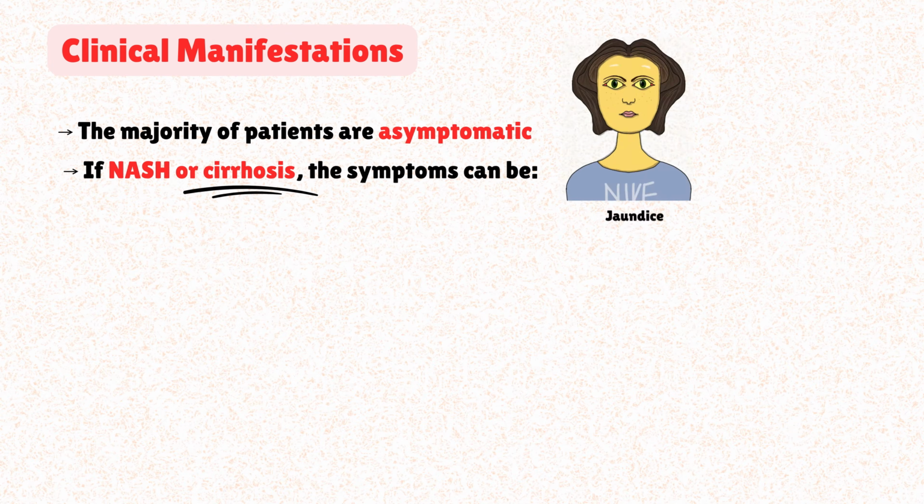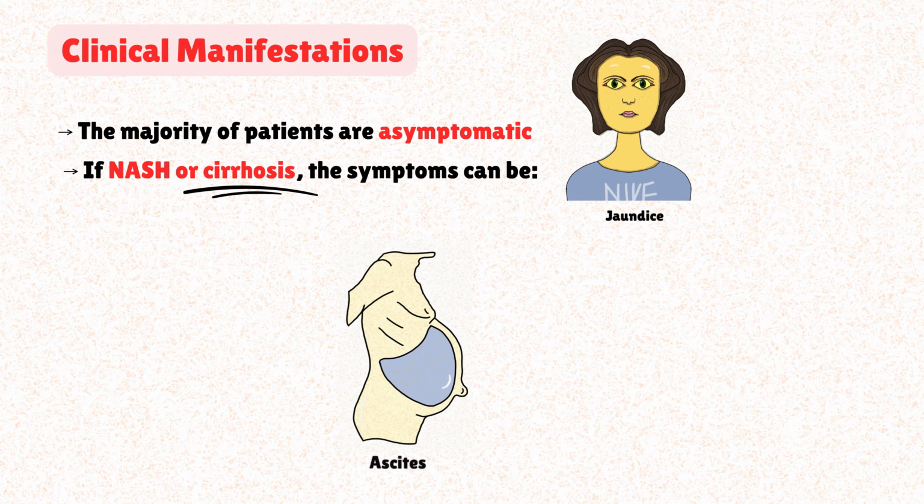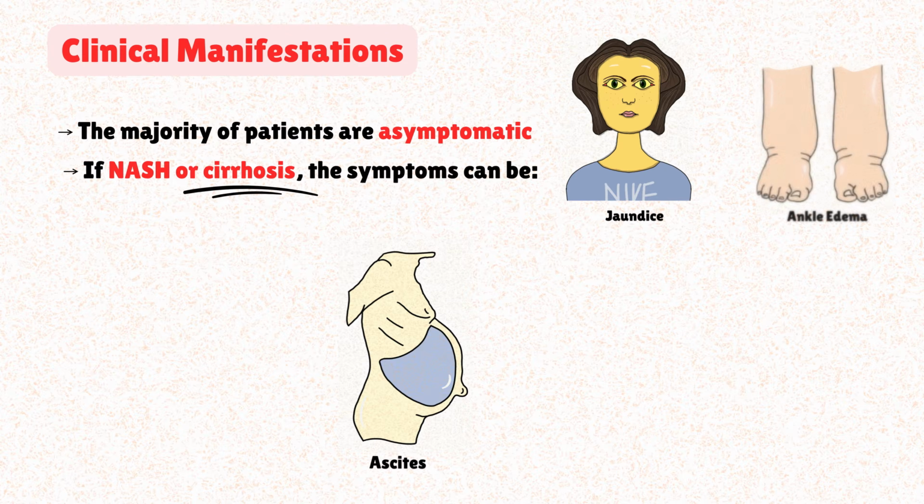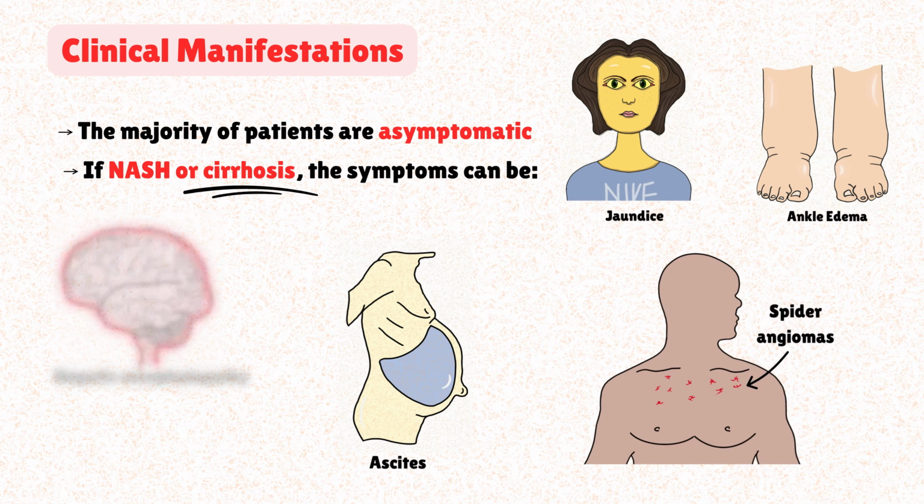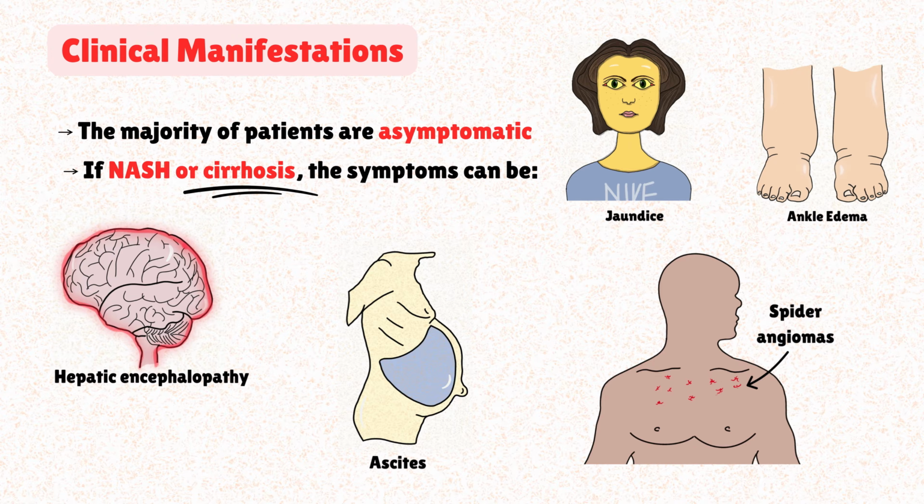This includes jaundice due to hyperbilirubinemia, ascites from portal hypertension, peripheral edema due to the low level of albumin in the blood, and spider angiomas. Hepatic encephalopathy is another classic sign, as the liver's failure to detoxify ammonia leads to neurological symptoms.